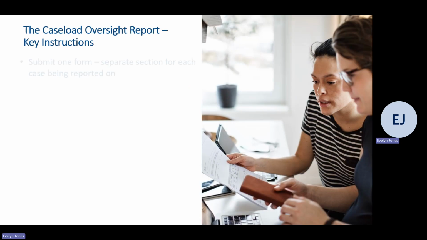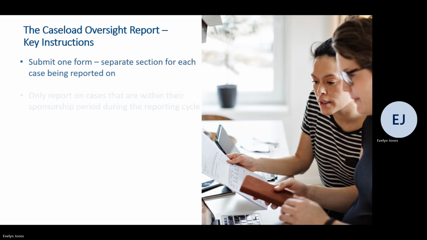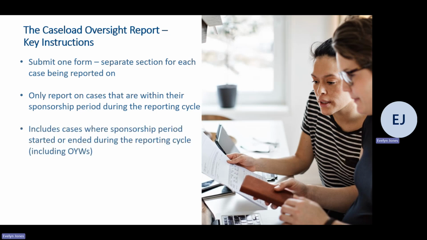Here are some key instructions. You're going to submit one form, and note that there's a separate section for each case being reported on. You're only reporting on cases that are within their sponsorship period during the reporting cycle. So again, these are active cases of refugees that have arrived and are in Canada in that sponsorship period. You're going to include cases where the sponsorship period started or ended during the reporting cycle, including one-year windows.